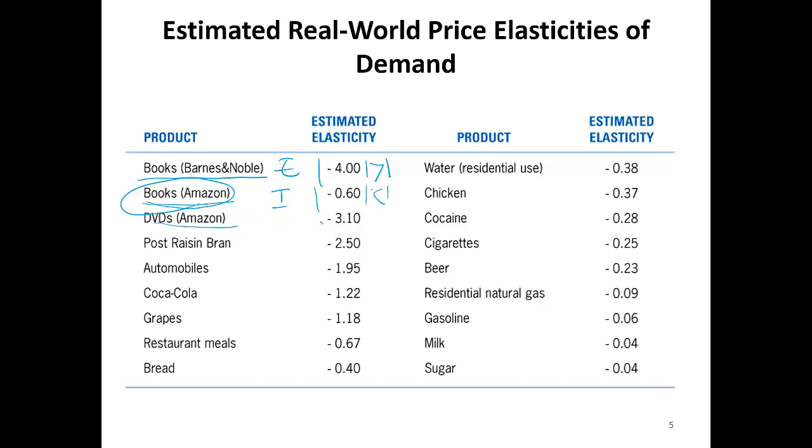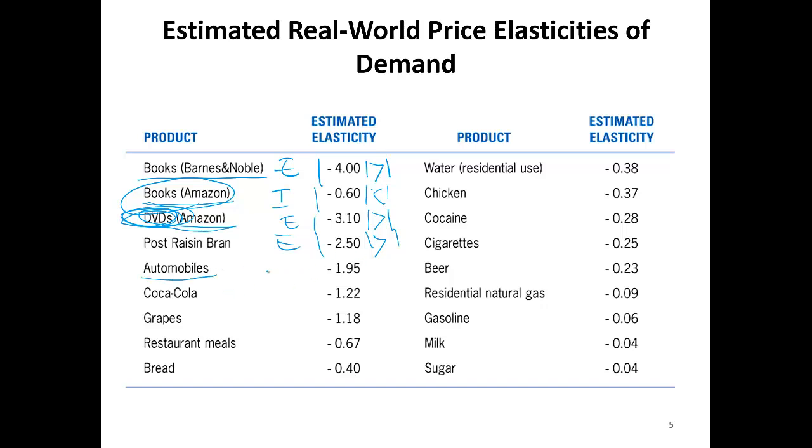DVDs, Amazon, it's elastic. Why? I mean, I can find many more substitutes to DVDs. I can actually go to movies, buy them somewhere else at Walmart, or stream it, watch it. I don't need to buy it. It's like luxury. Pepperidge Farm raisin bread, elastic. Why? Greater than 1 in absolute value.